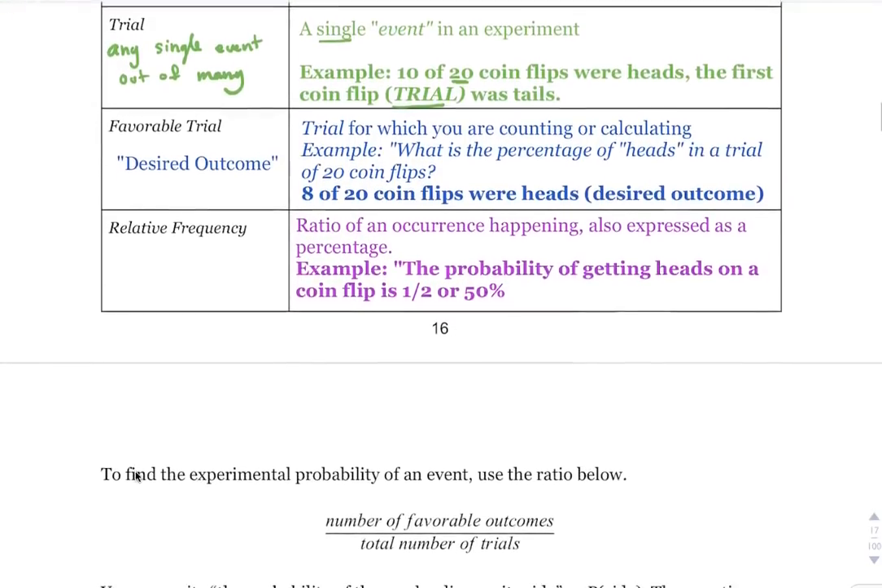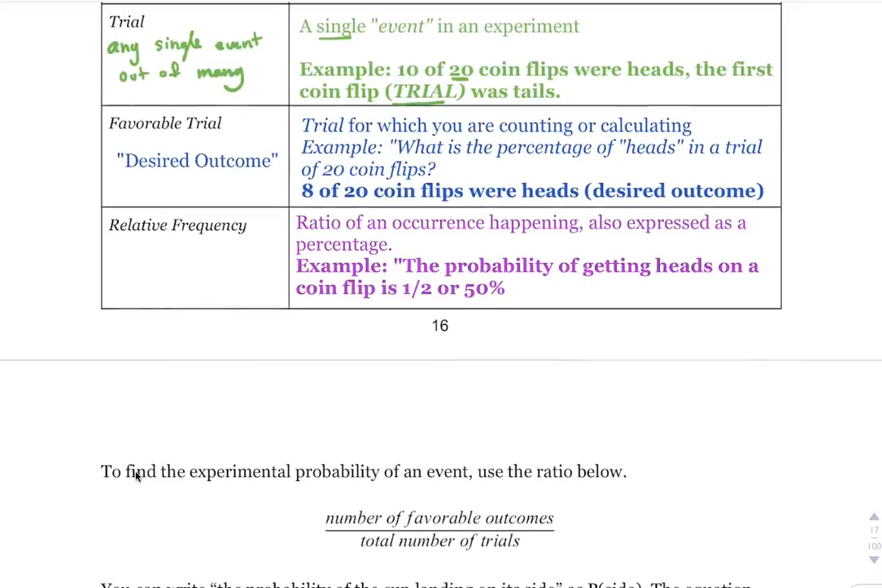Favorable outcomes are the ones that you're calculating. When we had Calvin, his favorable outcome was a heads flip, because in his heads flip, he got to eat his Cocoa Blast cereal. An undesired outcome was the tails, because that's not what he wanted. Relative frequency, we've done this before. It's a ratio of something happening or an occurrence.